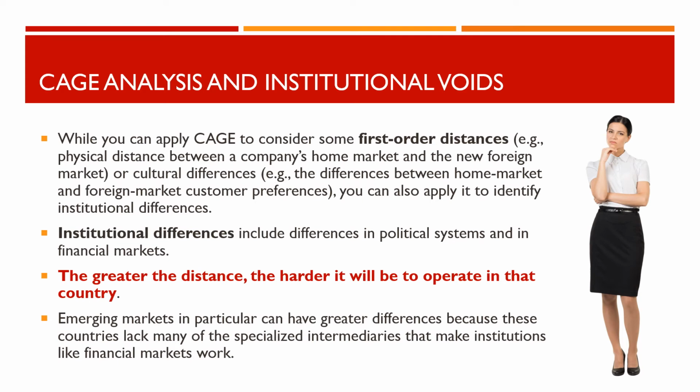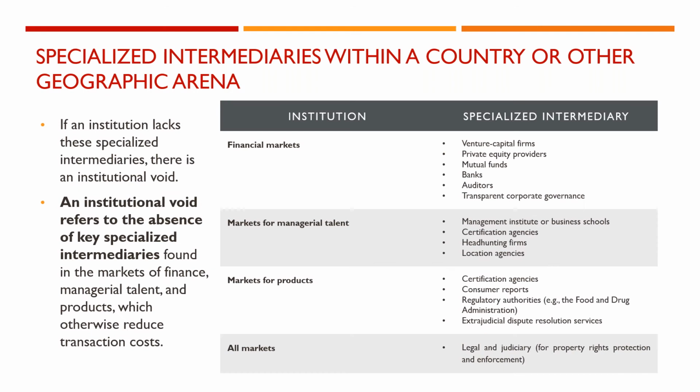Emerging markets in particular can have greater differences, because these countries lack many of the specialized intermediaries that make institutions like financial markets work. If an institution lacks these specialized intermediaries, there is an institutional void. An institutional void refers to the absence of key specialized intermediaries found in the markets of finance, managerial talent, and products, which otherwise reduce transaction costs.